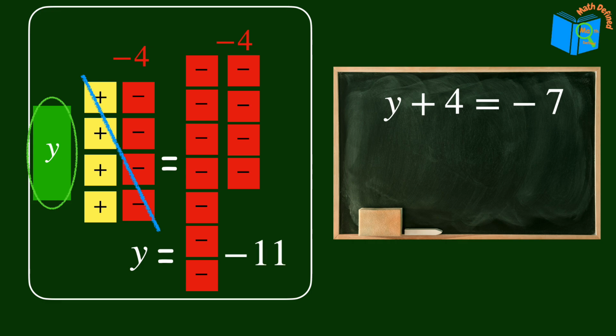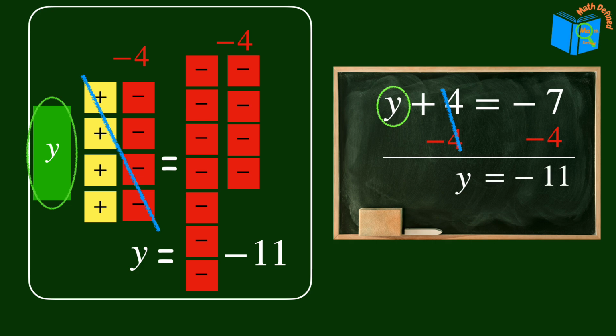Now let's solve it using the traditional method. In order to isolate the variable y on the left side, we need to subtract 4 from both sides of the equation. The 4's on the left side cancel out, leaving just the variable y, and on the right side, combining -7 and -4 gives us -11. So the solution for y in this equation is y equals -11.